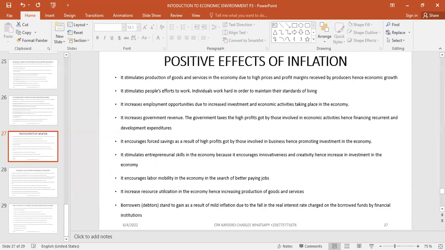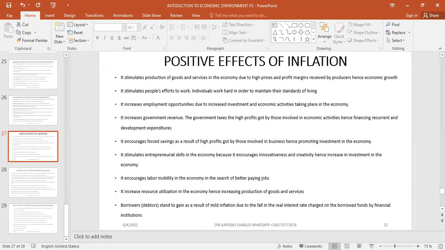At least from there, you can see them. We said it stimulates production of goods and services in the economy. Why? Because when the prices are increasing slowly, we expect that these producers are going to be getting more profit. As they get more profit, they will be producing more items. As they produce more items, they are also benefiting, they are getting their profit, and we are also getting our taxes. Because when they get more profits, we expect to tax those profits and we get our revenue as government.